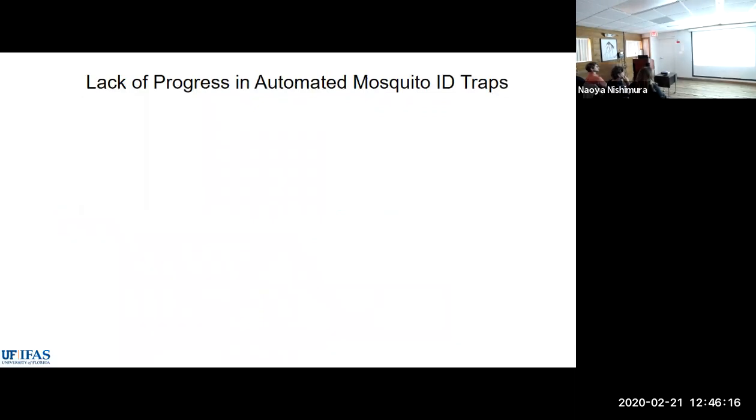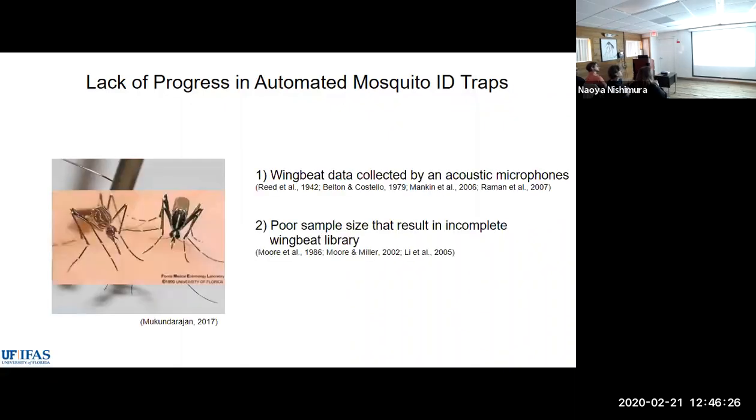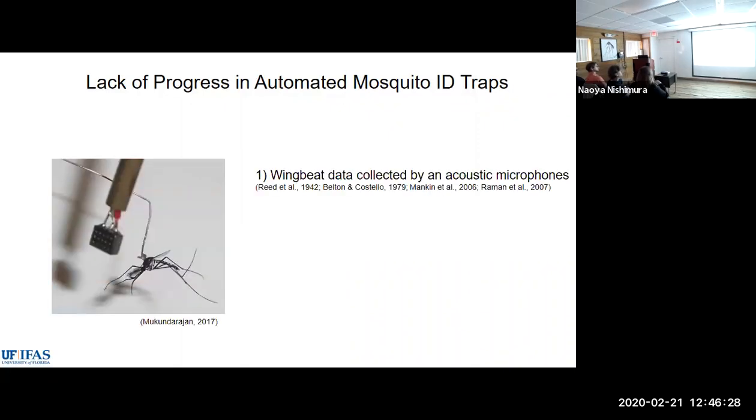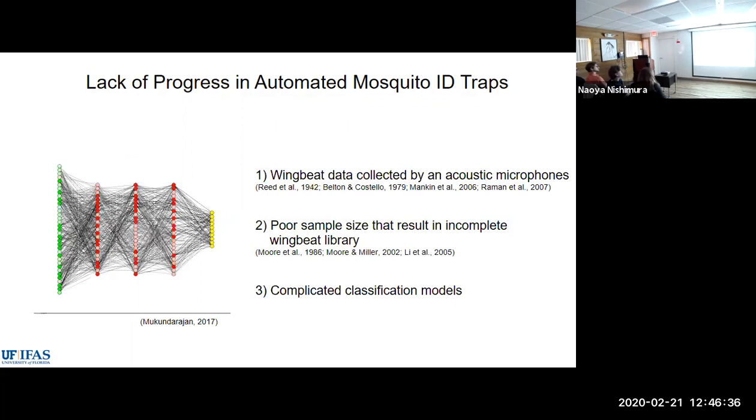Since 1949, many researchers have failed to bring this system into the real world for mosquito classification. There are 3 main reasons. First, they can't handle the environmental noise from the very sensitive microphone. Second is poor sample size. Third, they use very complex classification models with multiple parameters.